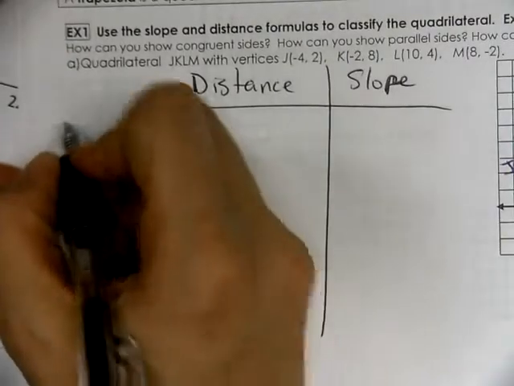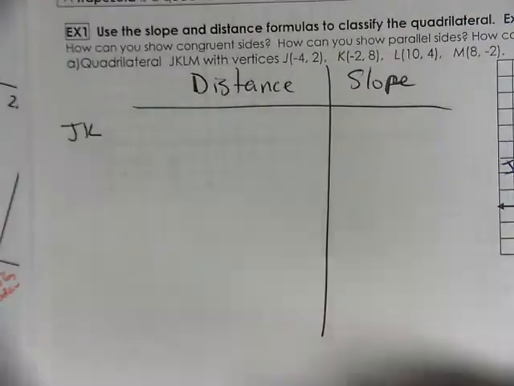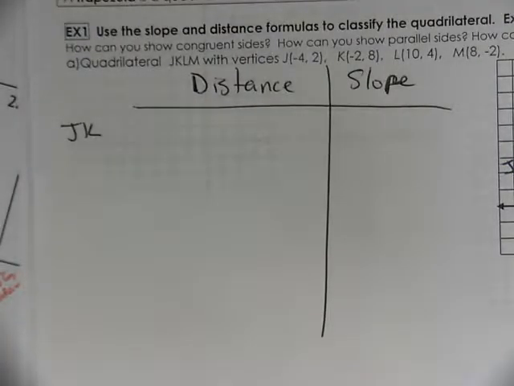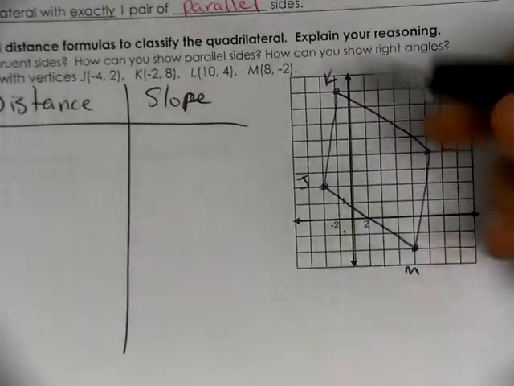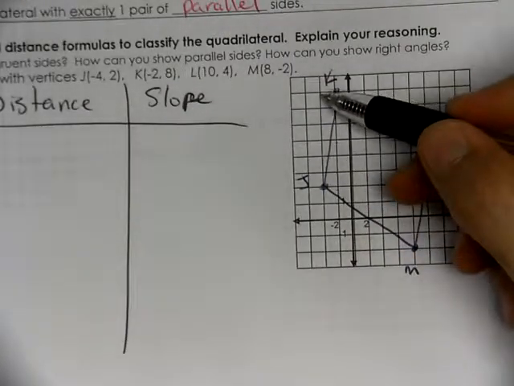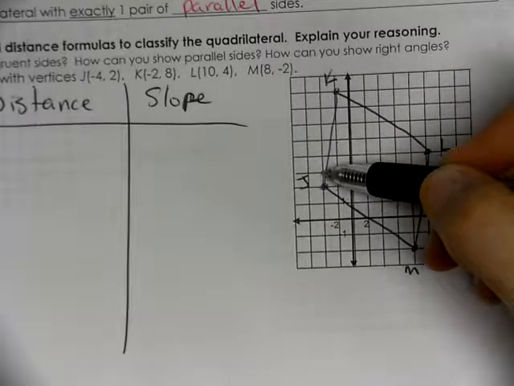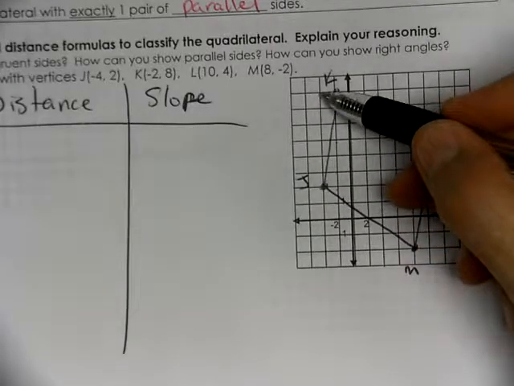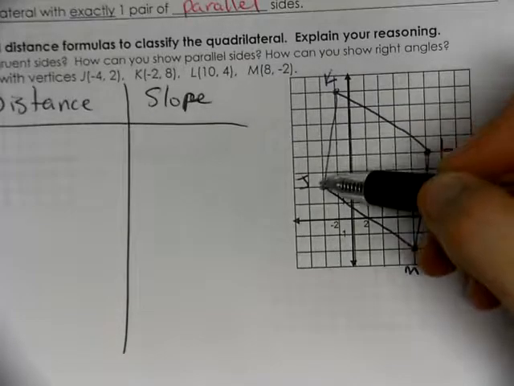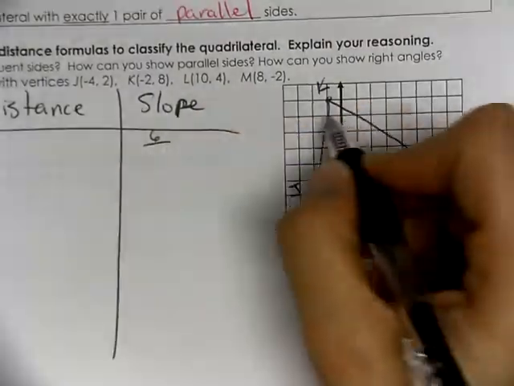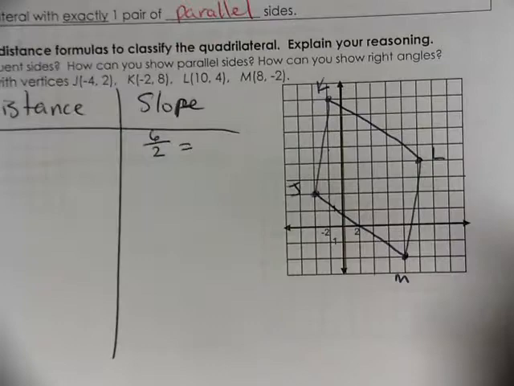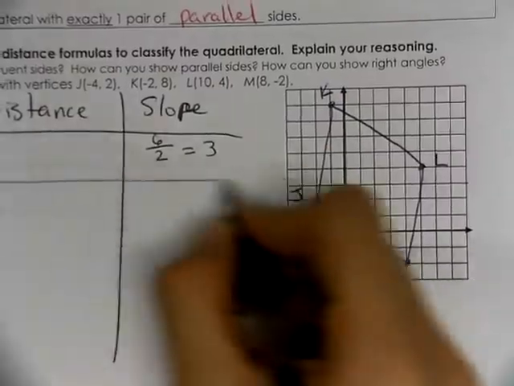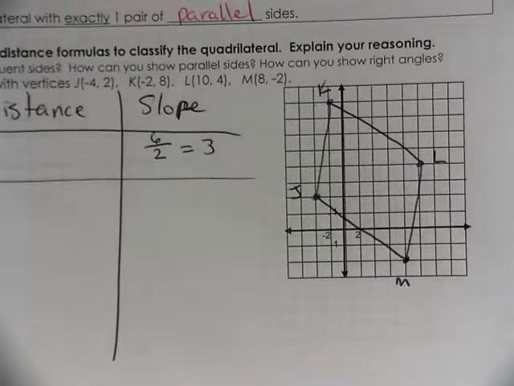So if I'm looking from J to K, I'm actually going to find the slope first. Because can you count slope from J to K using rise over run? How much from J to K, how much up do I go? I go up 1, 2, 3, 4, 5, 6. I know what you're looking at. So I go up 6. I go how much over to the right? 2. So my slope there is what? 3.